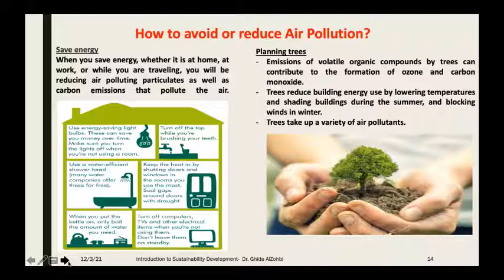The second step to reduce and avoid air pollution is by planting trees. As we talked about in the previous chapter, we discussed the importance of trees in reducing pollution. Planting trees can take up a variety of air pollutants, and can also reduce building energy use. Why? Because trees can lower the temperature and shade buildings during summer, but also block wind in winter. Also, emissions of volatile organic compounds by trees can contribute to the formation of ozone and carbon monoxide.